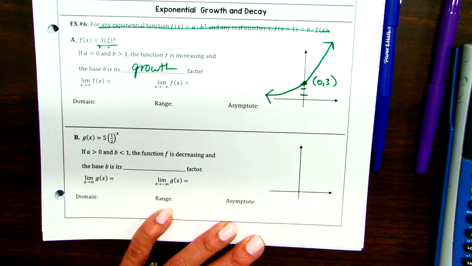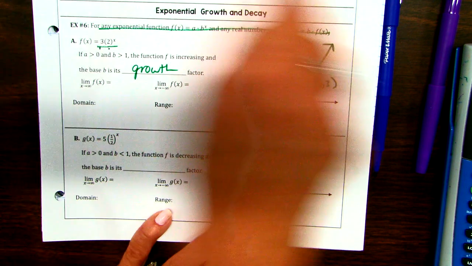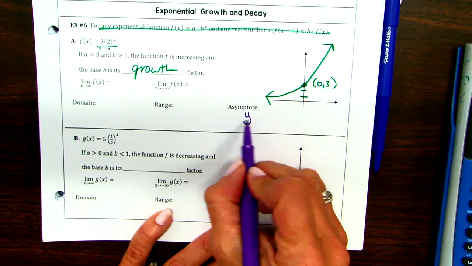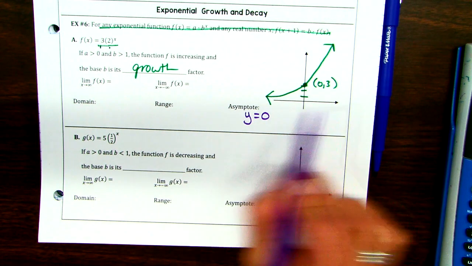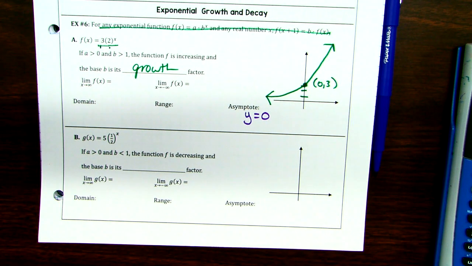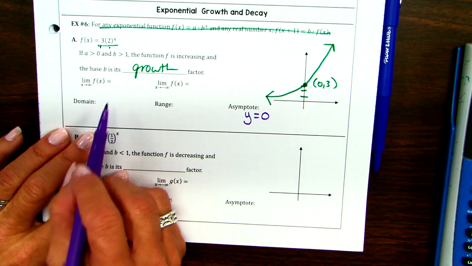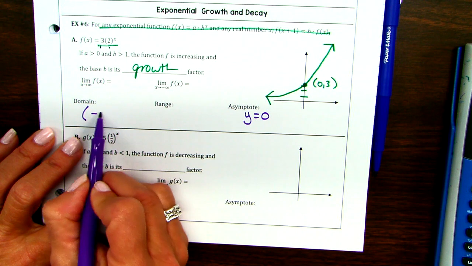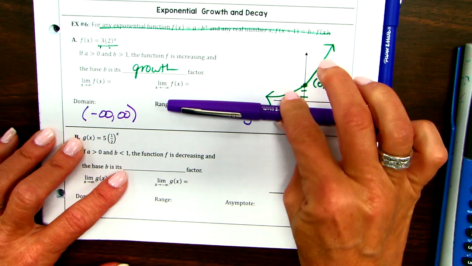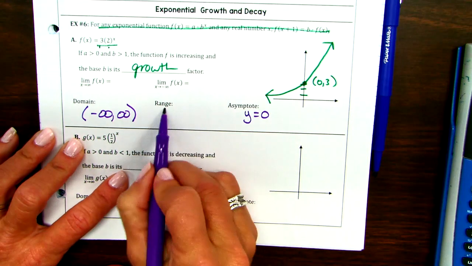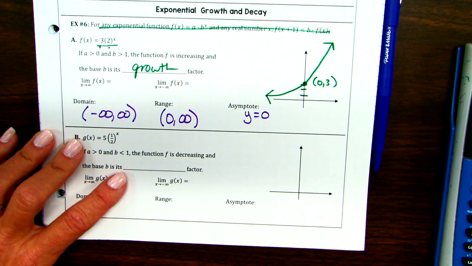Just a sketch. We don't need an XY chart or anything. We also know we have an asymptote at y equals 0. Be careful not just to write 0. It's a horizontal asymptote at y equals 0. Kind of skipping around here. What's our domain? What's our range? 0 to positive infinity, not including the 0.